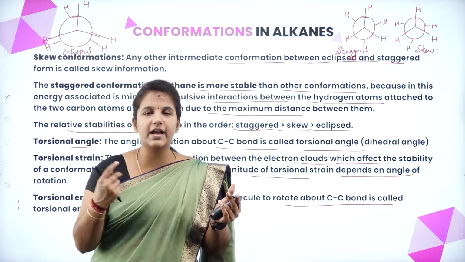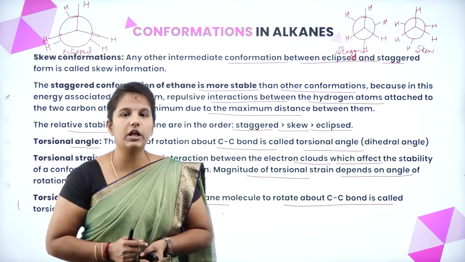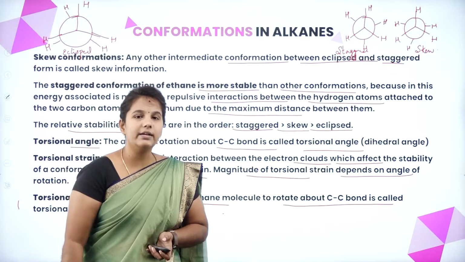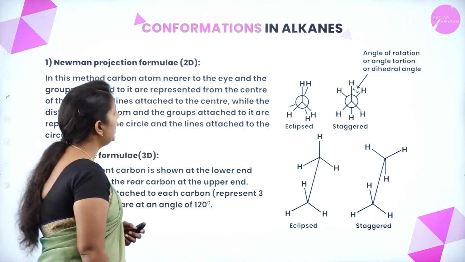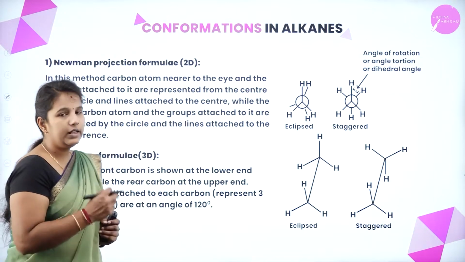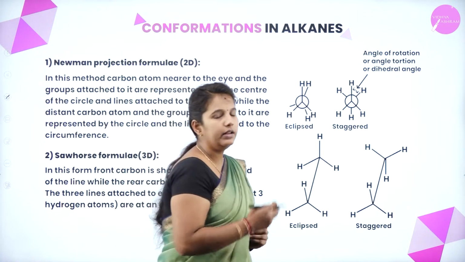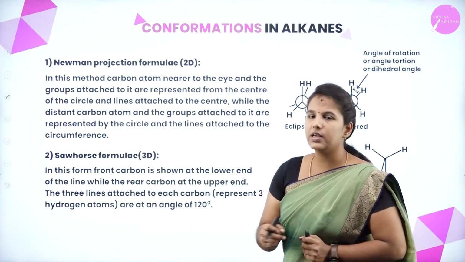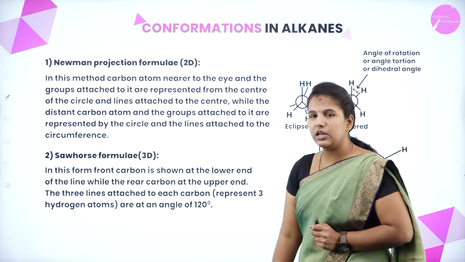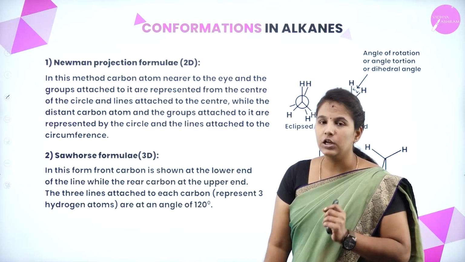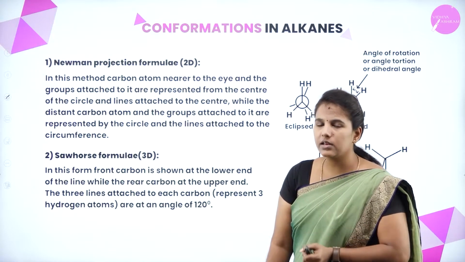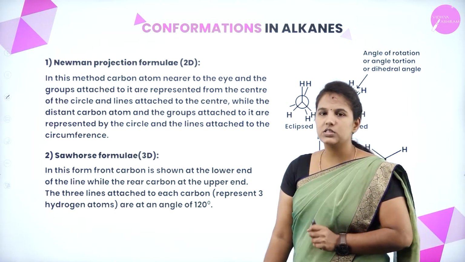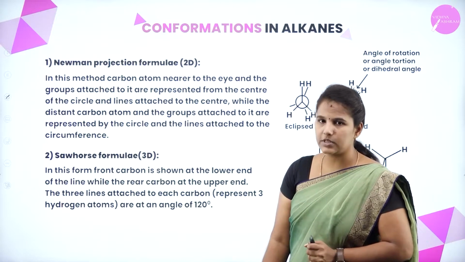Between the eclipsed and the staggered, there is one more conformation called the skew conformation, which is also known as the intermediate conformation. And next, in the conformations of alkanes, we can represent them in two ways. The first one is the Newman projection formula, which is also known as the 2D representation, and there is one more representation known as the Saw-Horse formula, which is also known as the 3D representation.